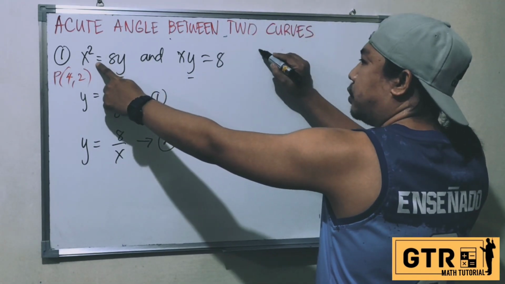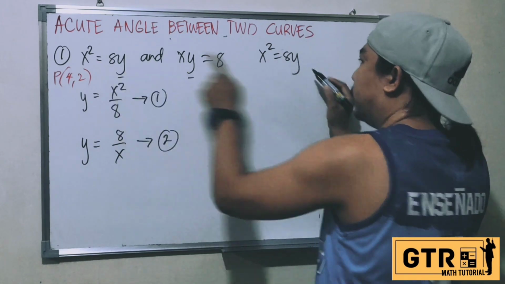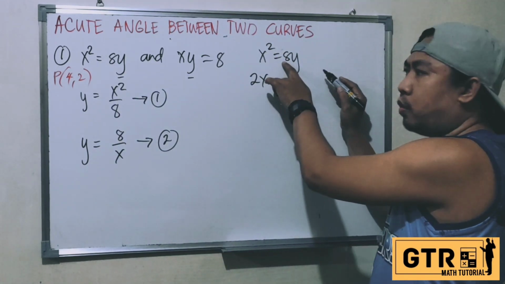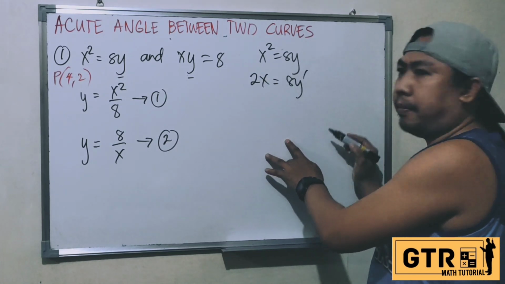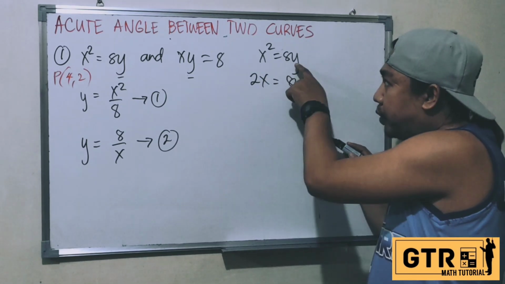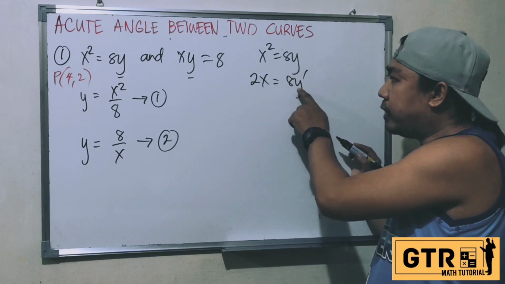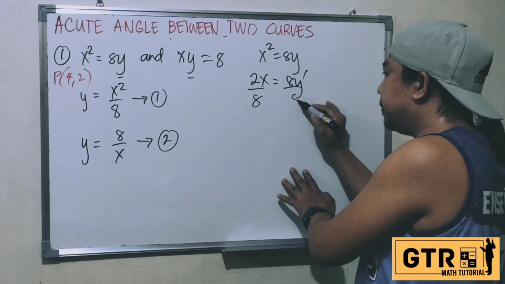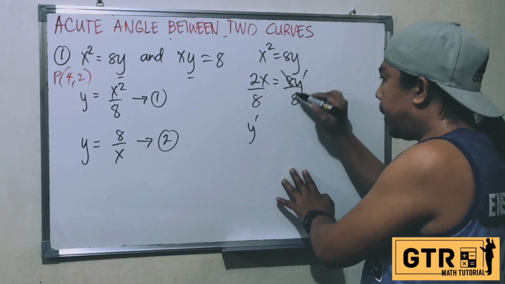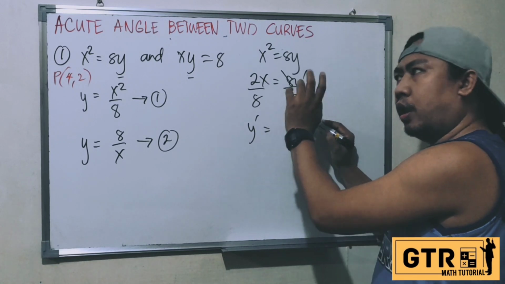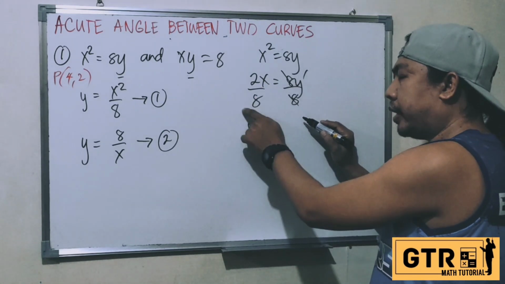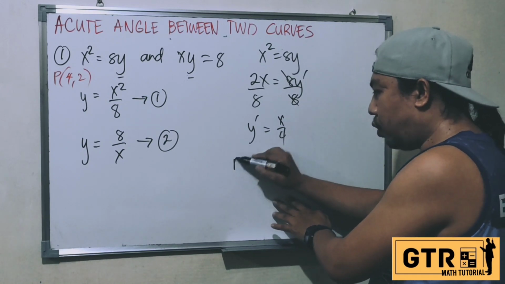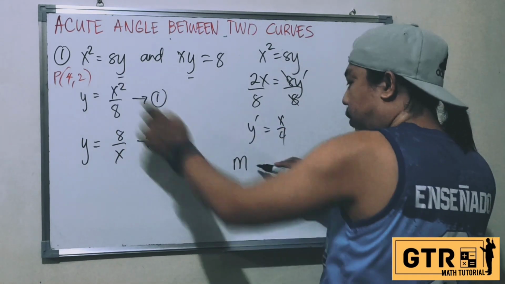For x squared equals 8y, differentiate with respect to x. The derivative of x squared is 2x. The derivative of 8y is 8y prime. If we differentiate y with respect to x, it's always followed by y prime. Then solve for y prime, divide both sides by 8. So y prime is equal to 2x over 8. Reduce to lowest terms, so that is x over 4.